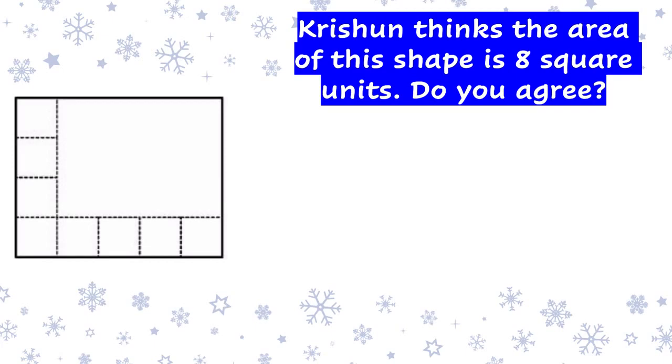Okay, so when we're talking about area, whatever shape that we're finding the area of has to be completely covered with none of the squares overlapping or hanging off the edge. So ask yourself, is this shape completely covered? No, this shape is not completely covered. So once again, how am I going to completely cover this shape in order to find out what the correct area is? Because it's not 8. All Krishan did was count the ones that are along the outside edge.